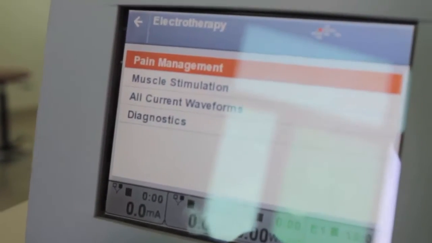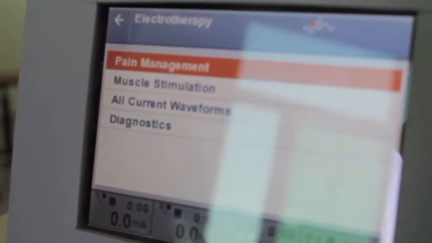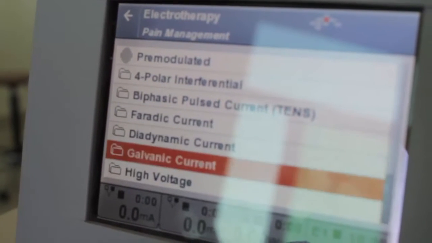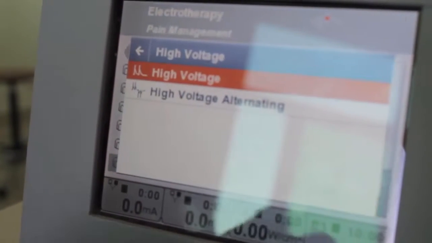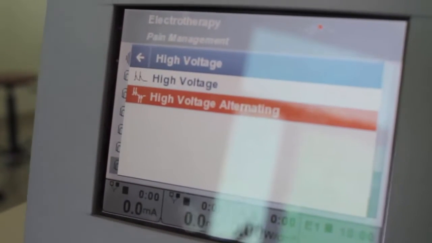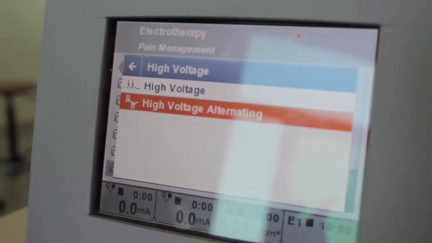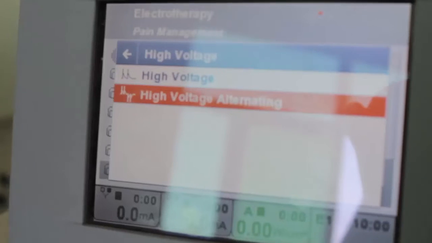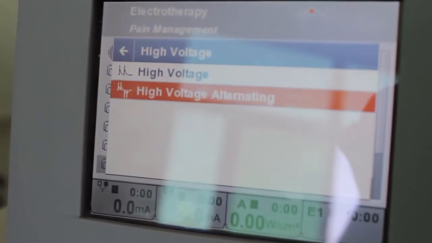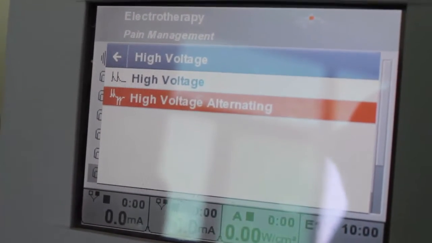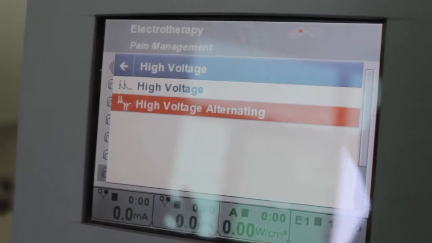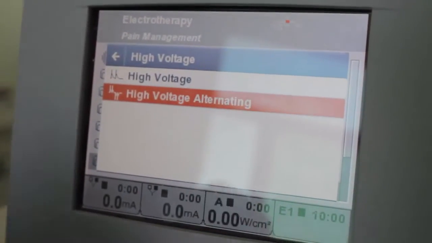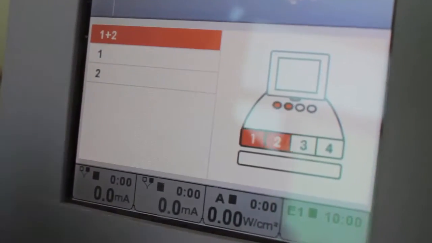Electrotherapy, pain management, high voltage. High voltage, you have two forms. You have direct current form and you have alternating current form. Direct current is a little bit difficult for the patient to accept. Alternating current is easy for the patient to accept. So I have put alternating current.